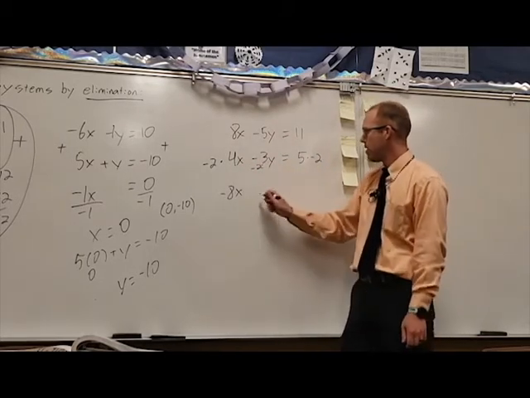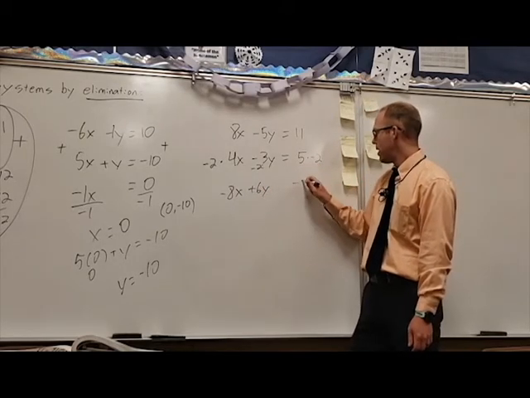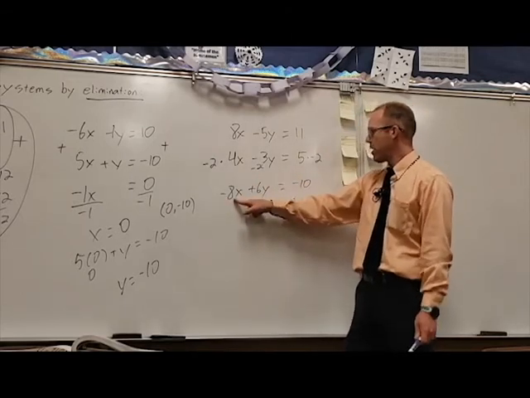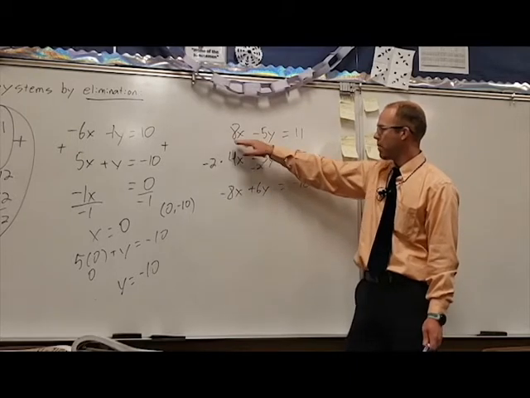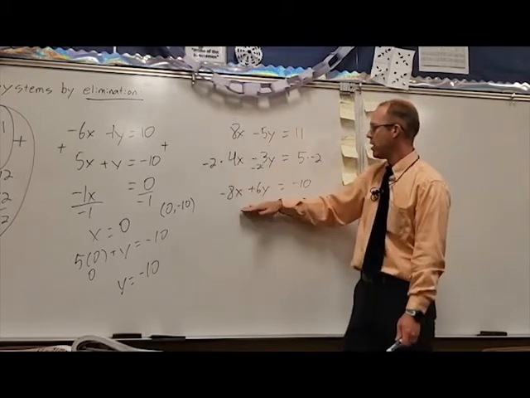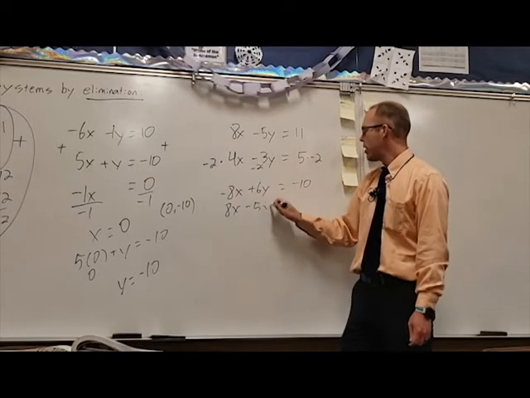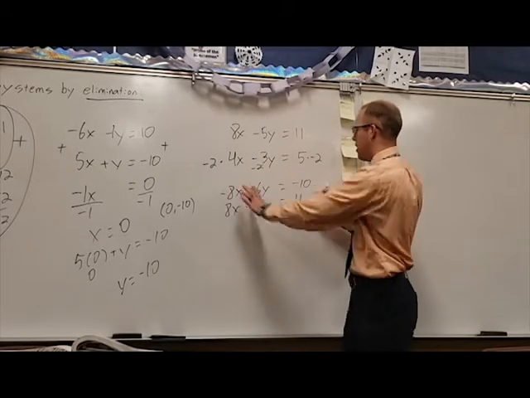Negative 3y times negative 2 is positive 6y. 5 times negative 2 is negative 10. And now you'll notice that we have a new equation where this matches up with that. So these are going to eliminate each other. Okay, I'm going to rewrite this equation and line it up with this. I'm not changing anything right now. I'm just organizing so that this equation lines up nicely here.